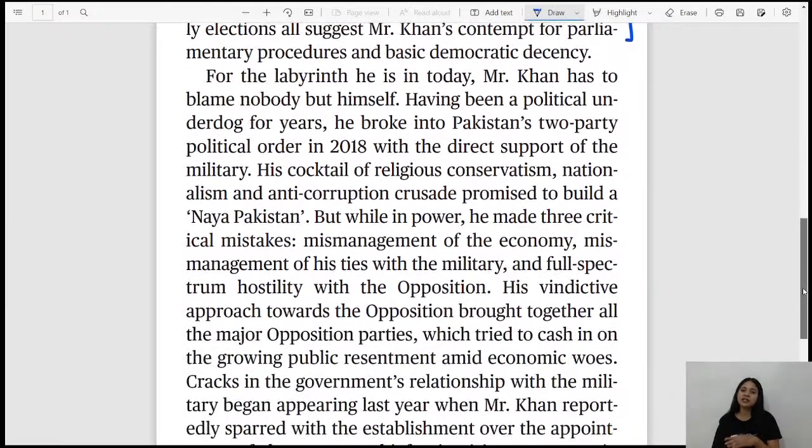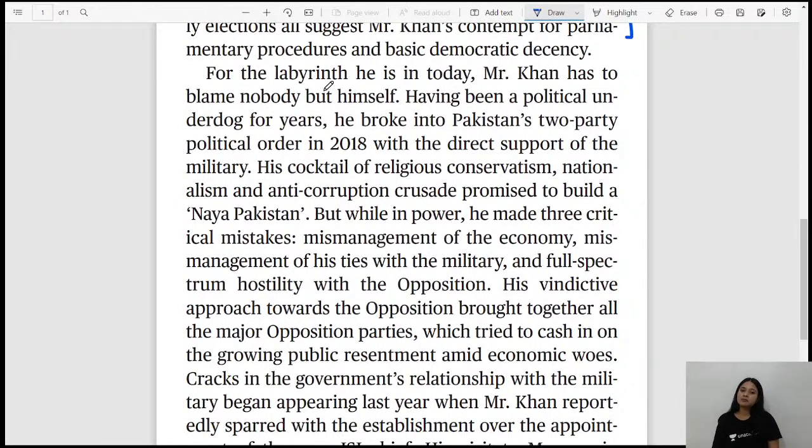So in this scenario, let's see what is happening here. For the labyrinth he's in today, Mr. Khan has to blame nobody but himself. Having been a political underdog for years, he broke into Pakistan's two-party political order in 2018 with the direct support of the military. His cocktail of religious conservatism, nationalism, and anti-corruption crusade promised to build a Naya Pakistan. But while in power, he made three critical mistakes: mismanagement of the economy, mismanagement of his ties with the military, and full spectrum hostility with the opposition.